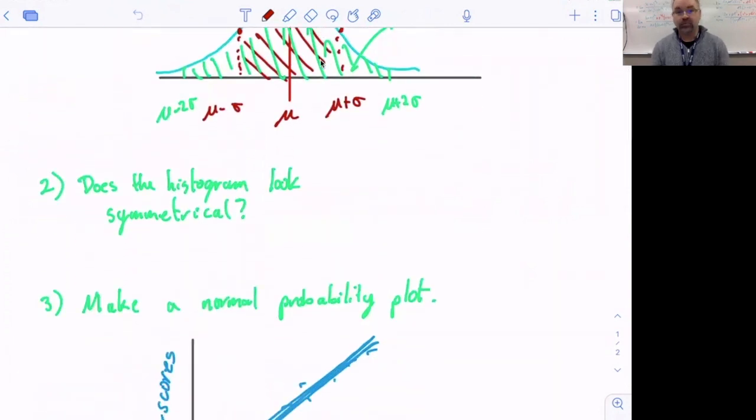Method 2, take a look at a histogram. Make the histogram. What does it look like? Does it look like that same bell-shaped curve that we talked about, that density curve? Does it look approximately normal?